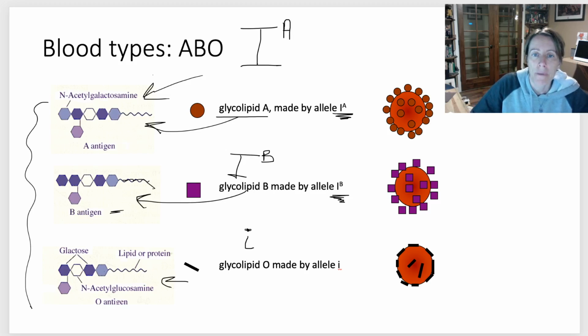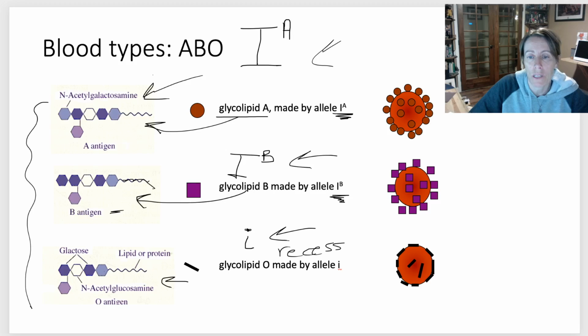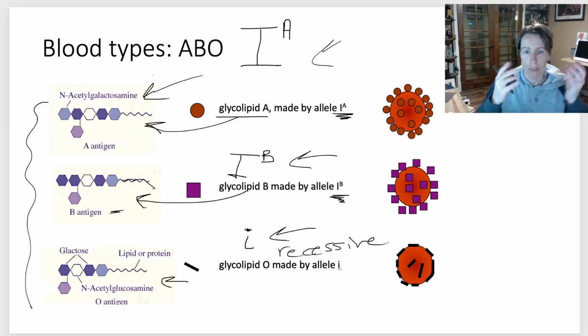Now, you can see here I've used capital and lowercase letters very strategically, and that's because in this system, capital IA and capital IB, these are what we call codominant to each other. They're codominant. And this one here, this is recessive, and that's why I've used the lowercase. All right, so we're used to thinking of just two alleles. One is dominant, one is recessive, and they work together like the flower colors in Mendel's experiments. But this is slightly different.